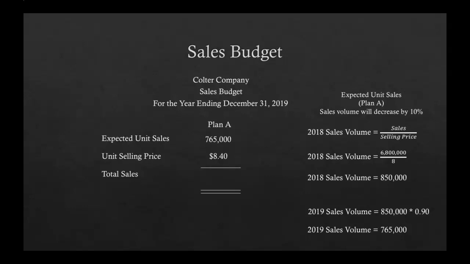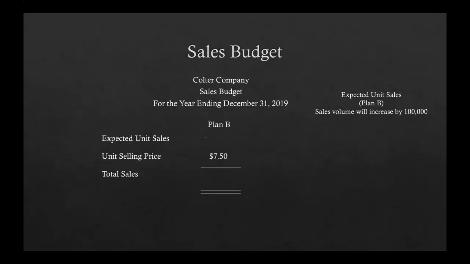Meaning, if we go with Plan A, we expect to sell 765,000 units at a unit selling price of $8.40. To find our total sales, we multiply those two numbers together. So Plan A, we expect would lead to total sales of $6,426,000.